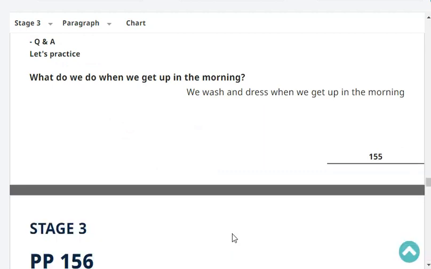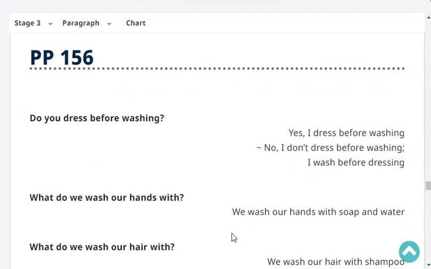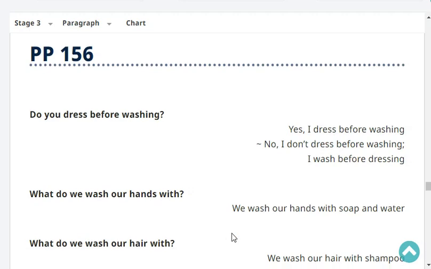What do we do when we get up in the morning? We wash and dress when we get up in the morning. Very good. Do you dress before washing? No, I don't dress before washing. I wash before dressing. Very good.